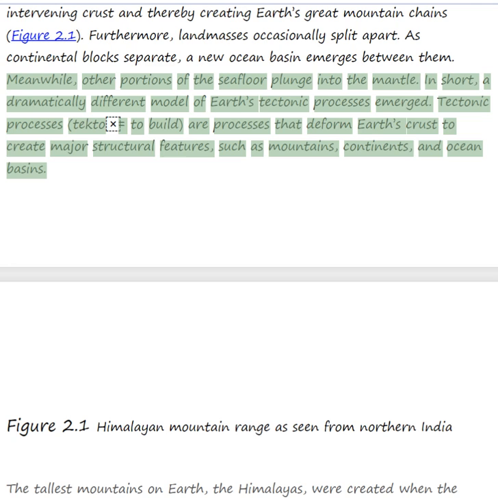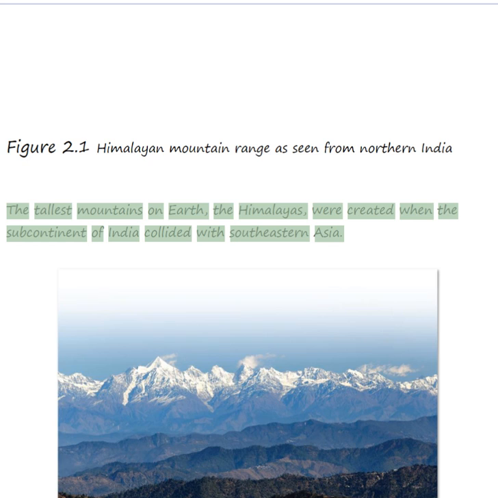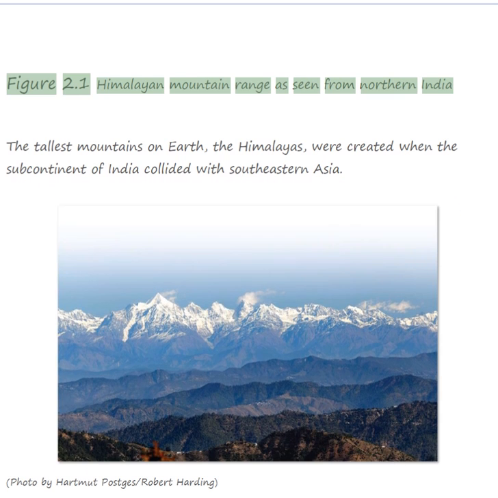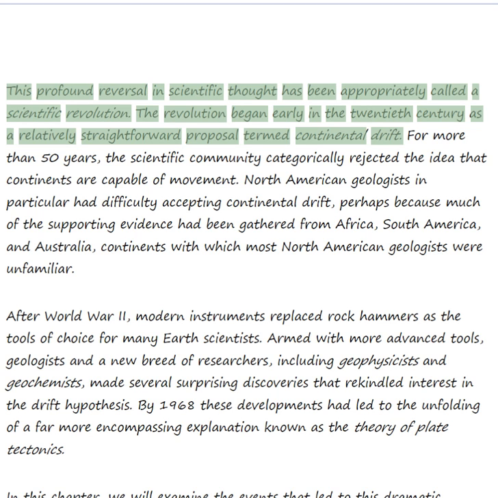Tectonic processes are processes that deform Earth's crust to create major structural features, such as mountains, continents, and ocean basins. The tallest mountains on Earth, the Himalayas, were created when the subcontinent of India collided with southeastern Asia. Figure 2.1: Himalayan mountain range as seen from northern India. This profound reversal in scientific thought has been appropriately called a scientific revolution.